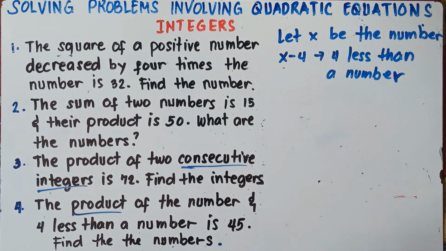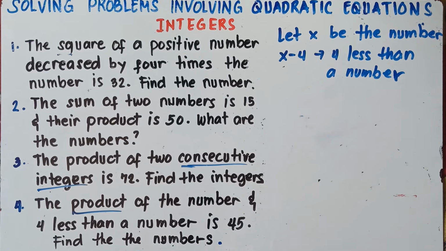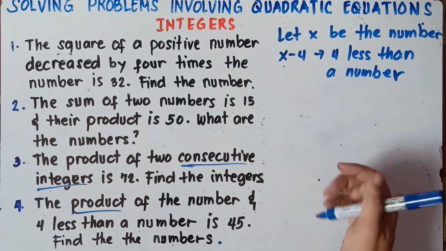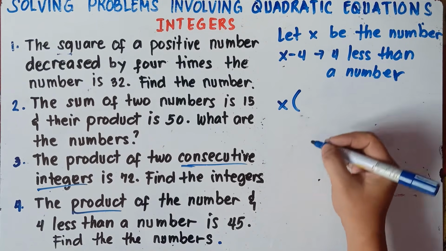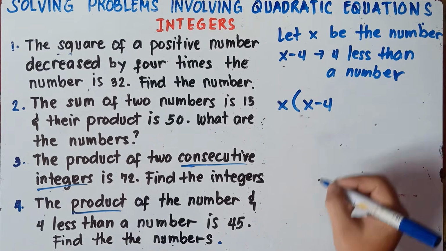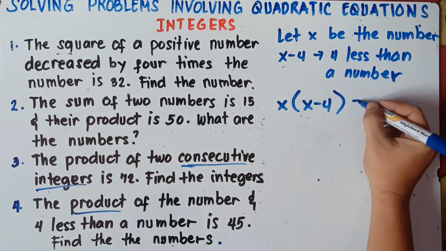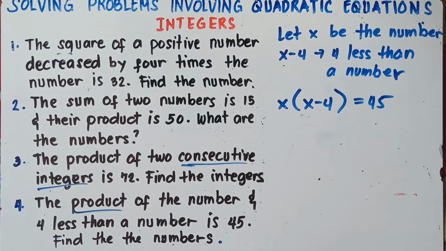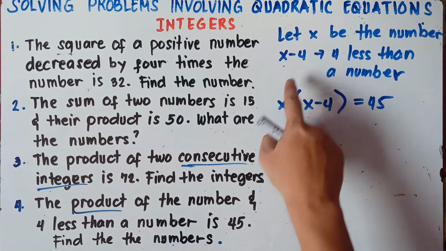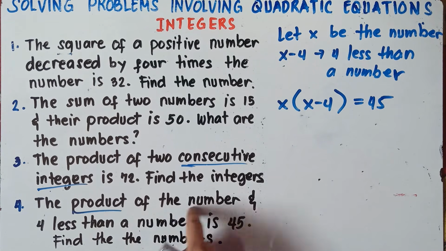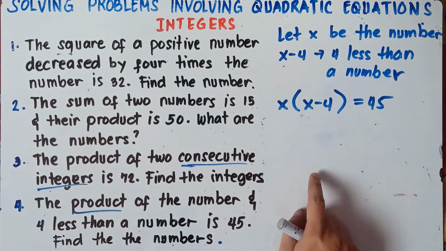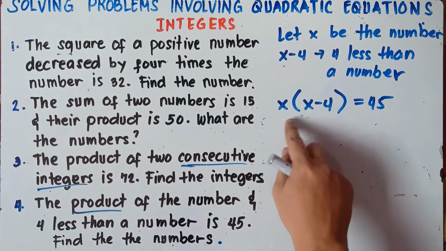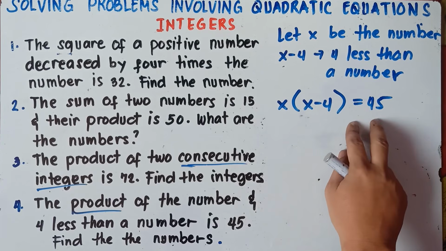And their product is 45. So let's solve. So that would be x multiplied by x minus 4. And their product is 45. Alright, so the product of a number, that would be x times 4 less than a number, so x minus 4, is 45. So x times x minus 4 equals 45.